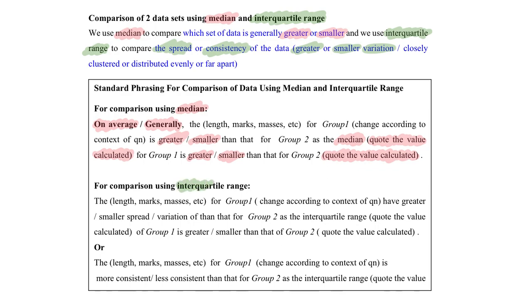If we compare interquartile range, then we are actually talking about whether the context of that question, that data, has greater or smaller spread or variation, because the interquartile range, and please quote the value that is calculated, of group 1 is greater or smaller than that of group 2. Just quote the value calculated. Okay? Or if you want to talk about consistency, more consistent or less consistent, that will be the word to use.